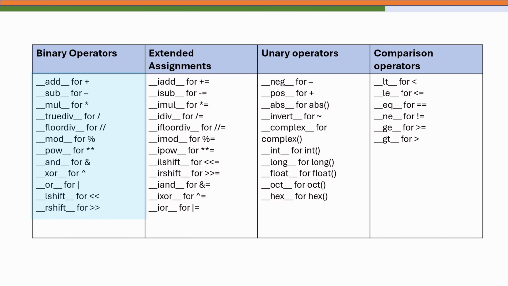Magic methods in Python are the special methods which add magic to your class. They are not meant to be invoked directly by you, but the invocation happens internally from the class on a certain action. For example, when you add two numbers using the plus operator, internally the __add__ method, with the preceding and ending double underscores, will be called. So here they are in categories with respect to operators: binary operators, then extended assignments, unary operators, and comparison operators.